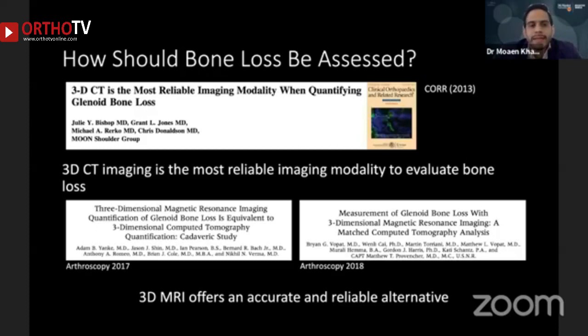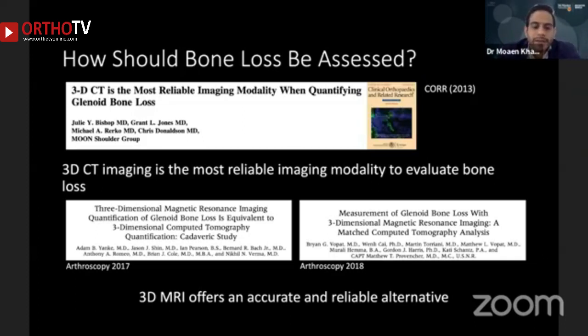I think really the standard of care in 2021 is a 3D CT scan looking at an en face view of the glenoid. This was published by the Moon Group, and really I think the 3D CT scan is the most reliable method for quantifying glenoid bone loss.